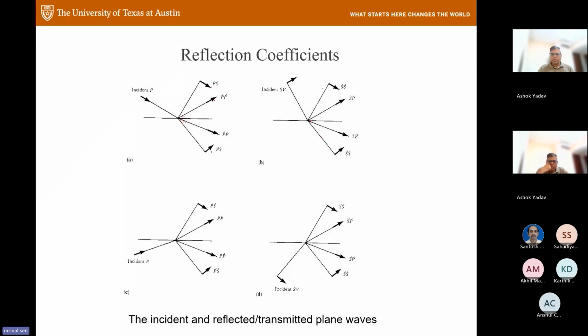as we talked about. So similarly, there can be incidents from the top, there can be incidents from the bottom, and we have a similar picture like this. So these are different coefficients that are calculated using this whole procedure.